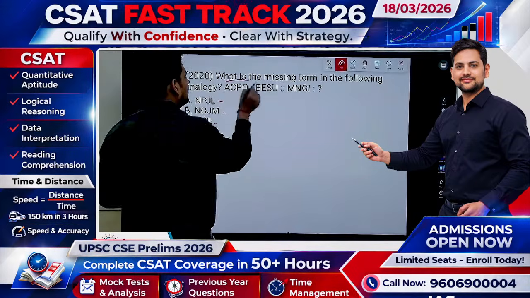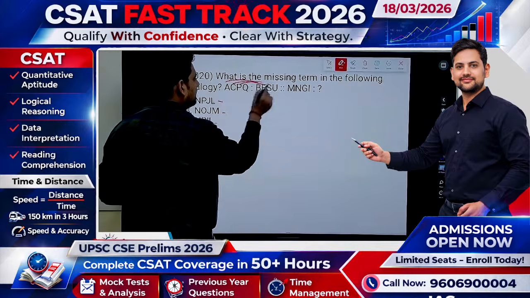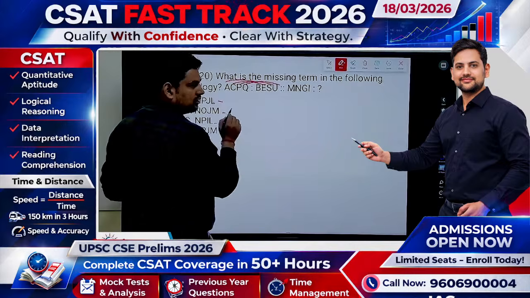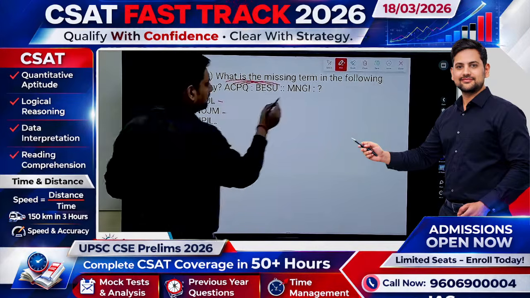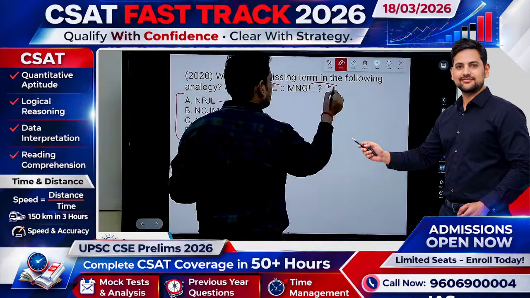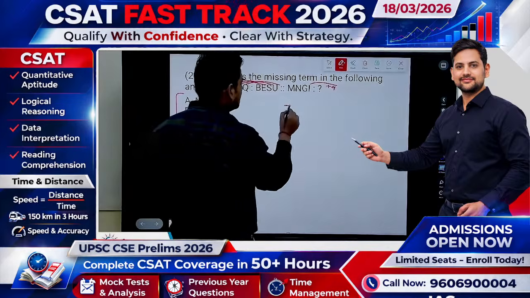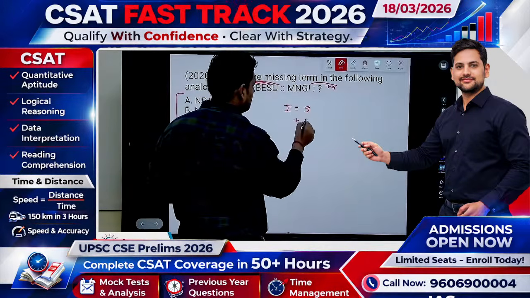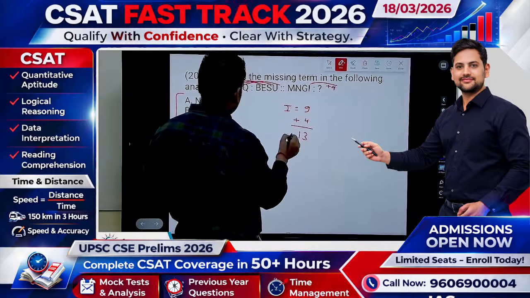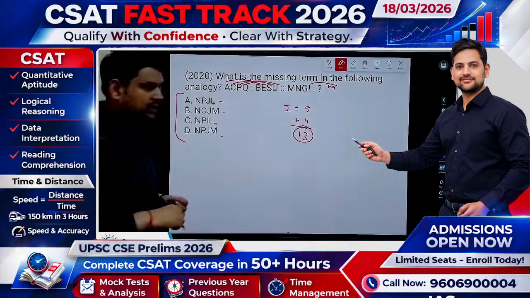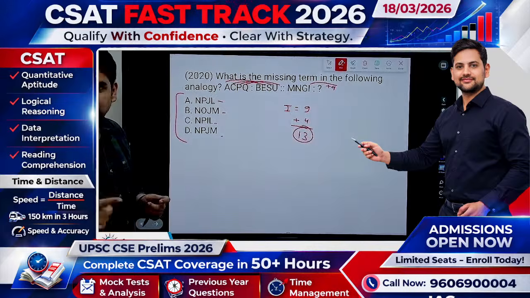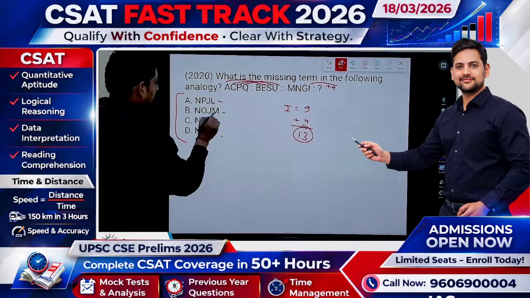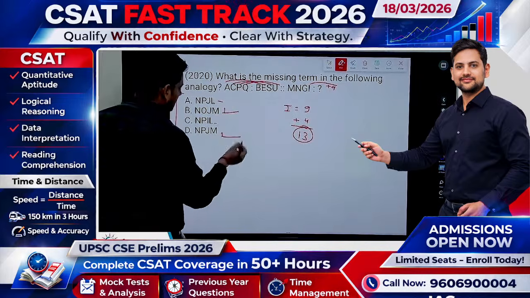So here the difference is 1, then 2, then 3, then 4. This much you must be able to see. So this difference would be of 4. I is which letter? I is 9th plus 4 is 13. 13th letter is what? After J is 10, then K, L, M. So M would be this. So either this or this.